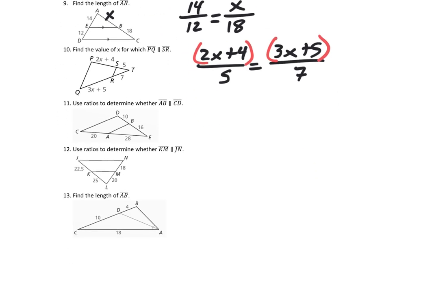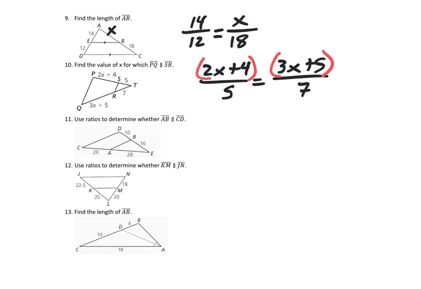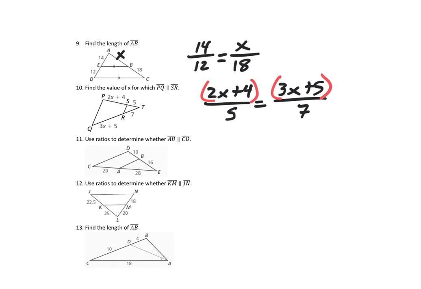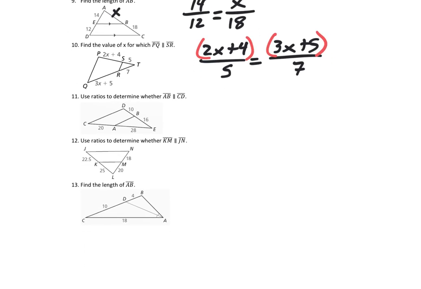Okay, number 11 is once again the same question, but on this one, what you have to be careful of is 10 over 16 equals 20 over 28. And we're not solving for x here. We're trying to prove if those two sides are parallel. Are AB and CD parallel?